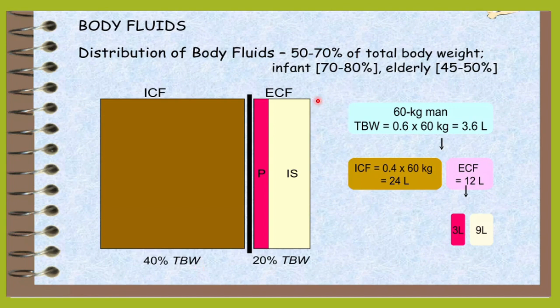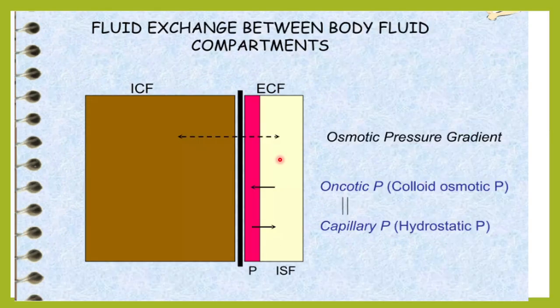I've told you that body fluids are divided into intracellular and extracellular. Around 70% is intracellular and around 30% is extracellular. Around 40% of body weight will be intracellular fluid, and around 20% of the total body weight would be extracellular fluid. The fluid is maintained in these chambers because of osmotic pressure, oncotic pressure, and capillary pressure. These are maintained by the electrolytes.